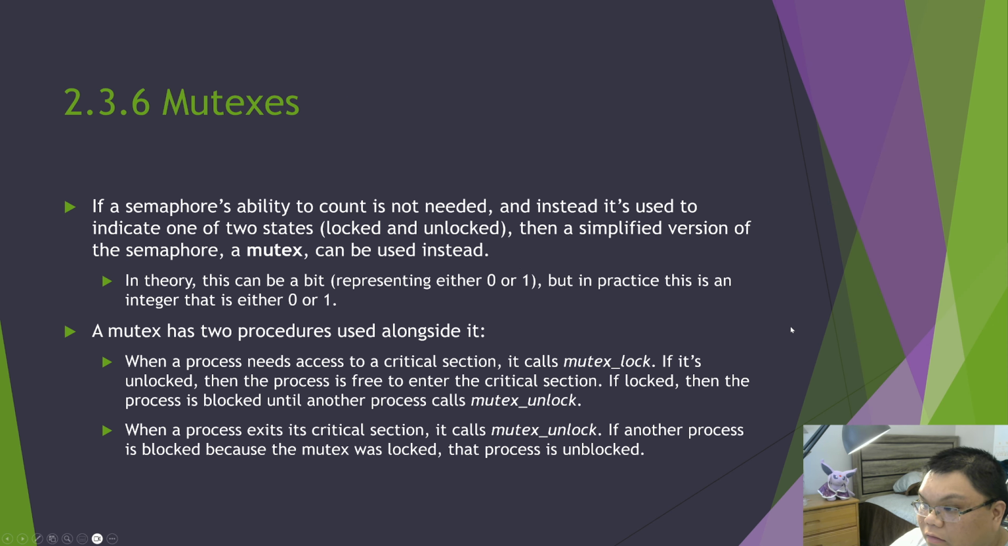If a semaphore's ability to count is not needed, we can just use a binary semaphore. In that case, it's now called a mutex. A mutex has 2 procedures that go alongside it. One is called mutex lock, the other one is called mutex unlock. When a process needs access to a critical section, it calls mutex lock. If it's unlocked, the process is free to enter its critical section. If it is locked, then the process is blocked until another process calls mutex unlock. When the process exits its critical section, it then calls mutex unlock. So if there were any blocked processes, they will be unblocked at this point.